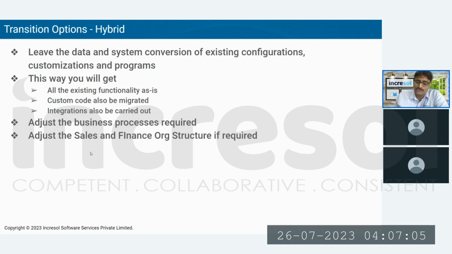Also, if you feel that your financial org structure, like your chart of accounts, is not good, and you want to bring a big change in it, while the remaining modules are okay, or your sales org structure, the distribution channel, division, or whatever structure you have defined, is not good and you want to revamp it, in those cases this option is going to be very helpful. But here you don't get any historical data.